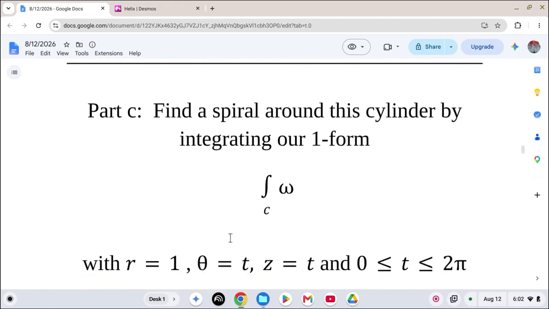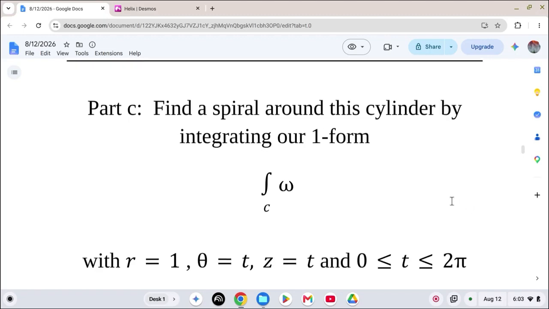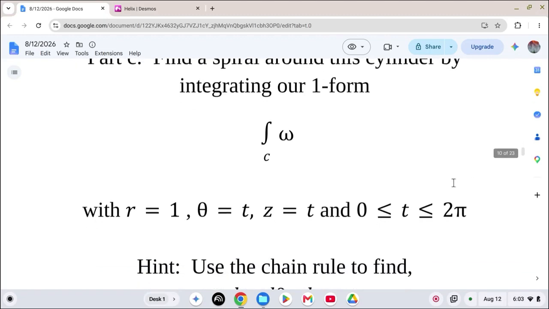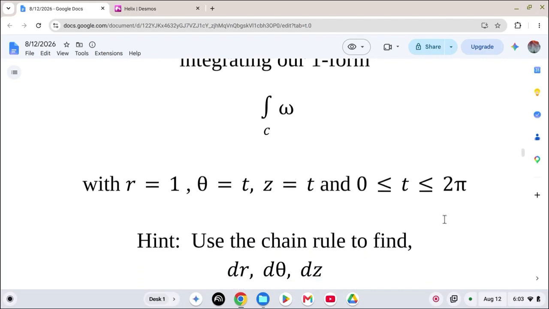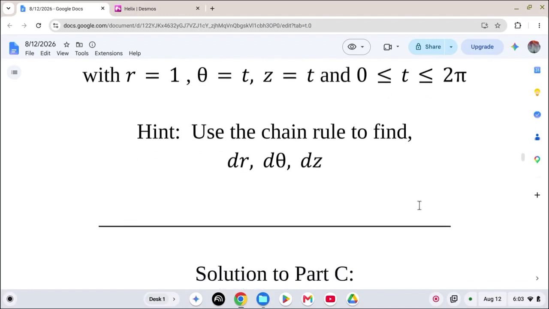And here's what we got. Let's let r equal 1. We'll parameterize theta and z with just t, and t is going to go from 0 to 2 pi. Okay, I said hint. Use the chain rule to find dr, d theta, dz. Okay, here's the solution.